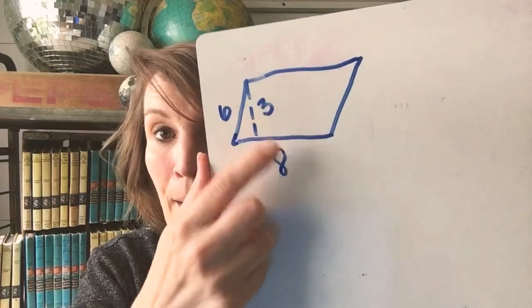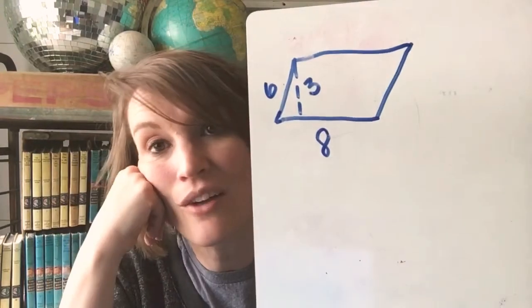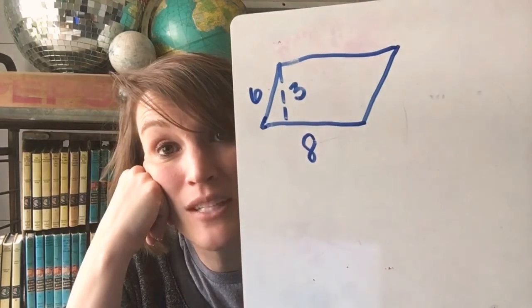So let's do a couple more just so that you can get some good practice in. Here is a parallelogram. We'll do one more for time's sake. It has a height of 3 and a base of 8. And we're going to say that side is going to be 6. Okay, height of 3, base of 8. This side is just there for fun. What's the area of this parallelogram?